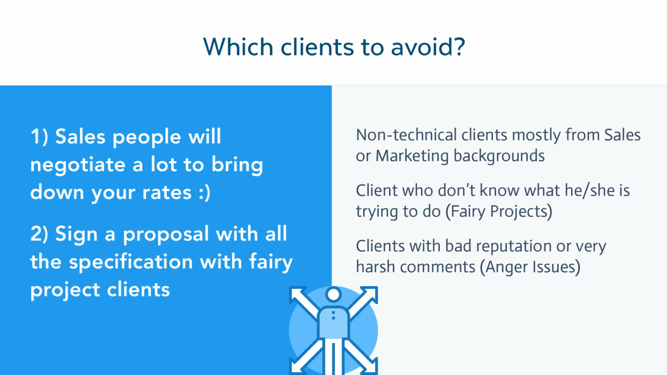Now the main takeaway from this section is that sales people or marketing people have a tendency to negotiate, and they are going to negotiate very hard. Okay, so if your freelance rate is like $40, they are going to negotiate with you until it is half of that rate. Okay, so keep in mind that they are going to really push you down towards the last limit of your hourly rate.